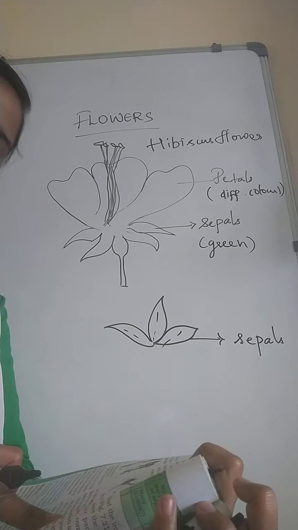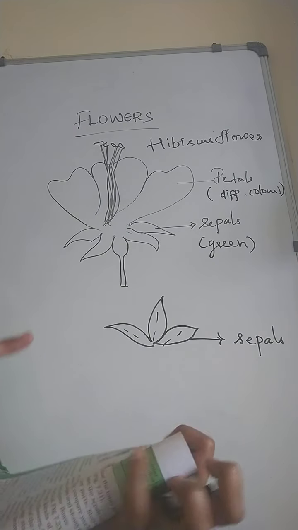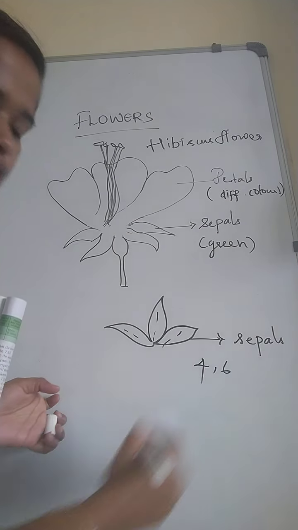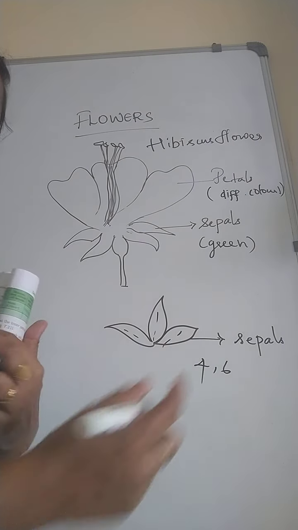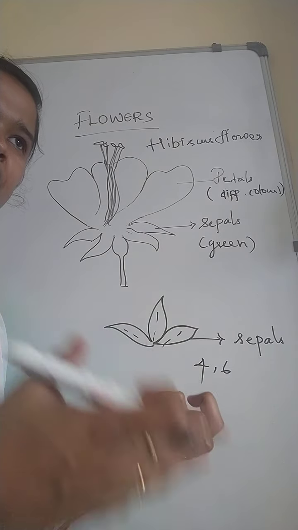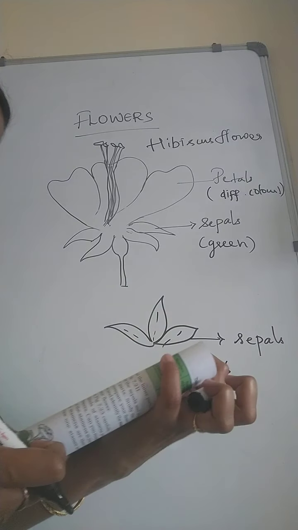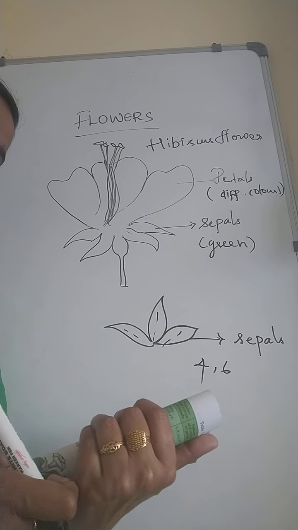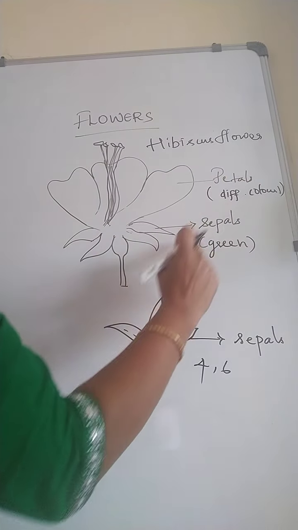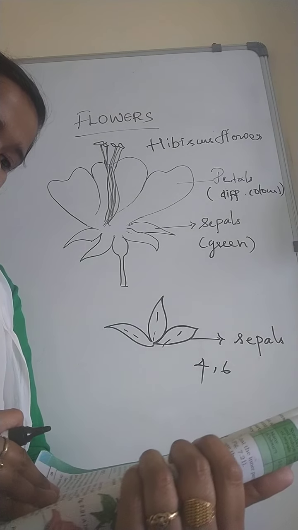Now answer the following questions. How many sepals does it have? Check in your flower. Sometimes you can see 4, sometimes you can see 6. Okay. You can see sometimes 4 or 6 sepals in the flowers. And petals will be 5, 7 like that, odd numbers, and here you can see even numbers. Okay. What are the colors of the petals and the sepals? Petals are different colors. Sepals are green in color. Okay, children.